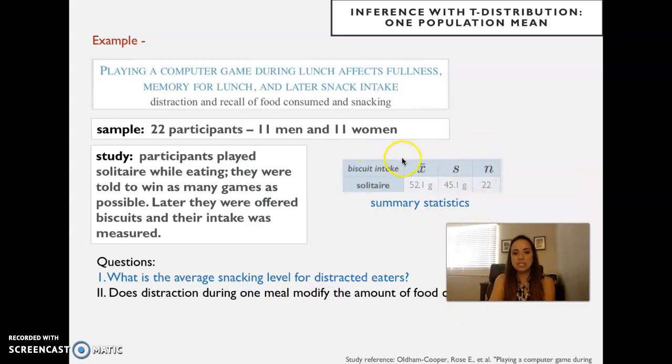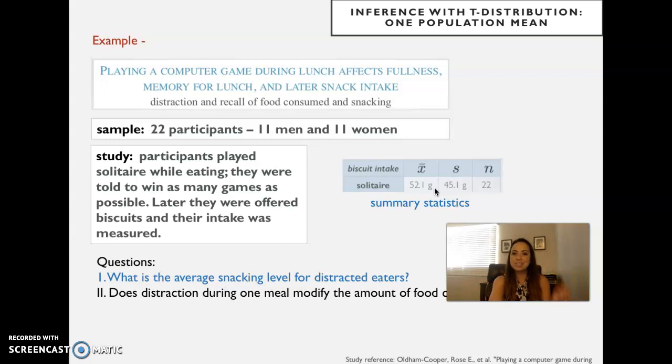Again, we have the summary statistics here, and we can say, the average snacking level is 52.1 grams. Now remember, 52.1 is a point estimate of what the snacking amount would be for people that get distracted during eating. I'm trying to make an inference about the population at large, that people will eat about 52 grams of snack after being distracted during the prior meal. Okay? Remember, point estimates are limited because we rarely ever get them perfectly right.